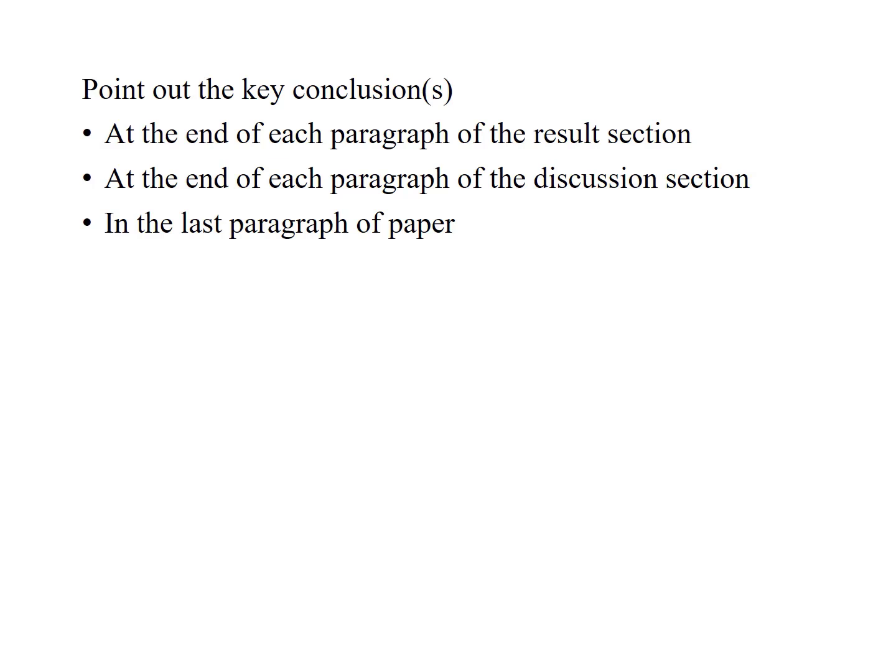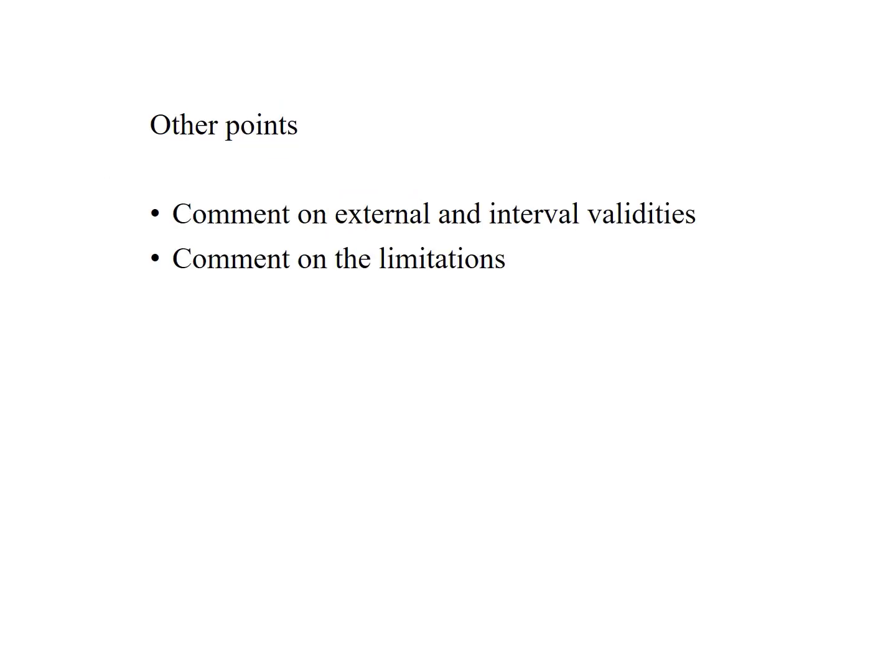Then, the most important thing for a reader is to know the conclusions, the meaning of your results. Therefore, you need to check whether the paper clearly describes this. In terms of conclusions, you can find them in each paragraph of the results section, or you can find them at the end of each paragraph of the discussion section. Surely at the very end, normally there is a summary. That's where you can find the conclusions.